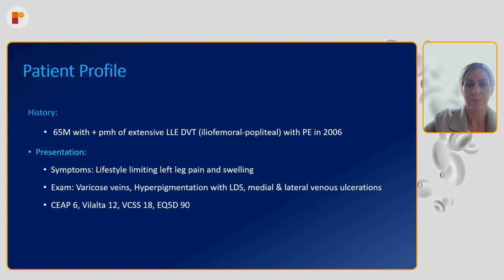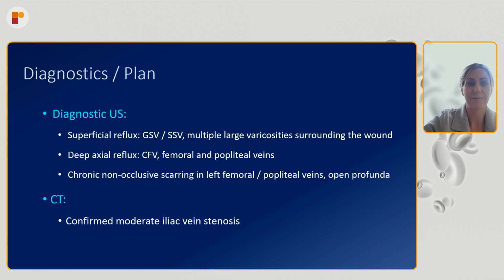Here is the patient. So, a 65-year-old male. He had an extensive history of left lower extremity DVT, iliofem pop, and he had a coincident PE quite a while before he presented to us back in 2006. And he presented about a decade later, as many of these patients do, not knowing the options, using compression. He had lifestyle-limiting leg pain and swelling. He had significant disease with varicose veins, hyperpigmentation, skin thickening. He had ulcerations both on his medial and lateral leg, which I'll show you in just a moment. He was CEAP 6.